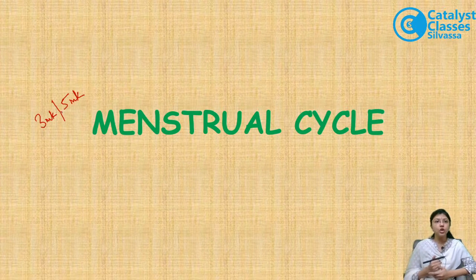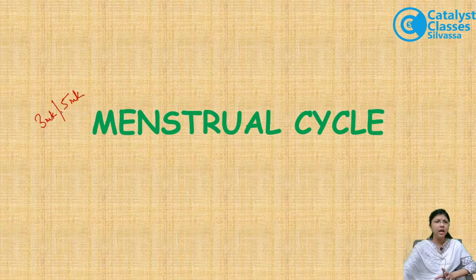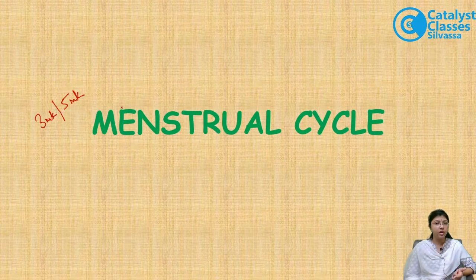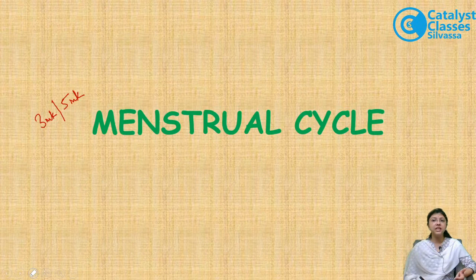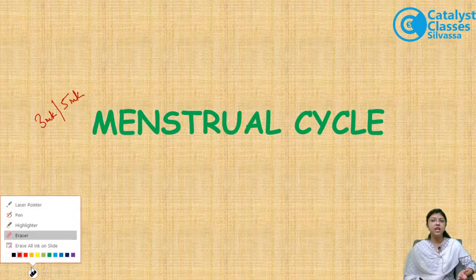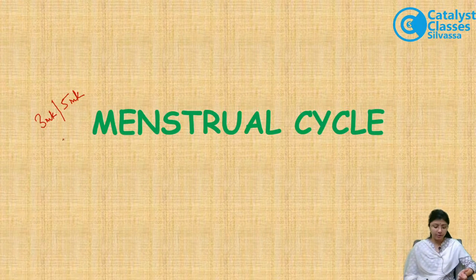Okay students, so let us start the explanation of the menstrual cycle. To be very honest with you, the menstrual cycle is a cycle which takes place in females every month, right? And there are many cyclic changes which you can see are going to occur in the female.